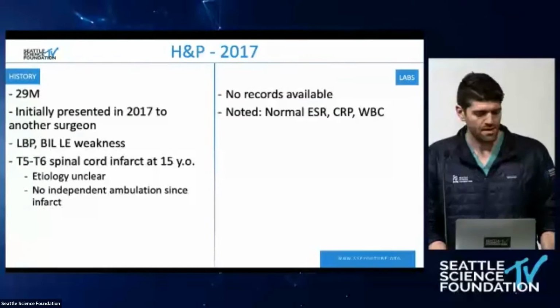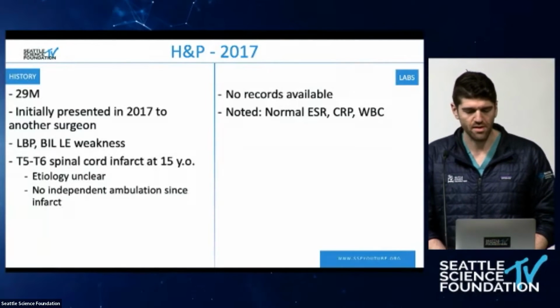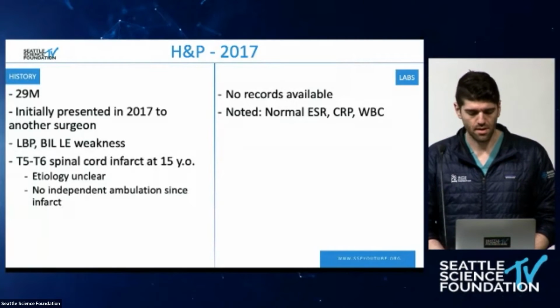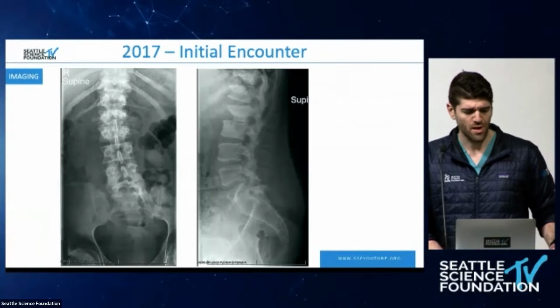All right. So this patient, we're going to start from the beginning. Initial presentation was to an outside surgeon when the patient was 29, in 2017. Complaints seemed to be low back pain and bilateral lower extremity weakness. There's a history of a T5/6 spinal cord infarct at age 15, but from the documentation, the etiology is very unclear. It basically had just an op note and nothing else. But according to that, the inflammatory markers and white count were normal.